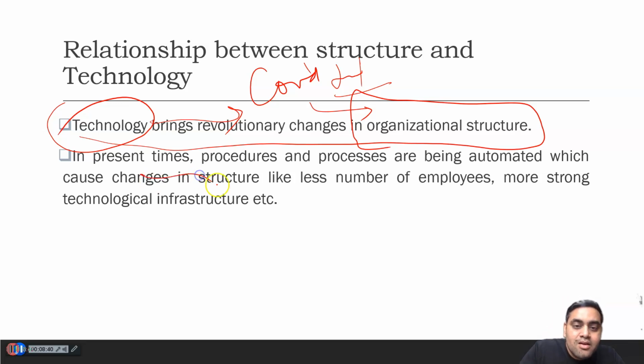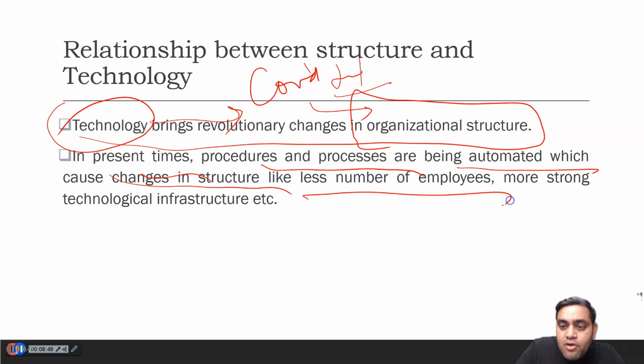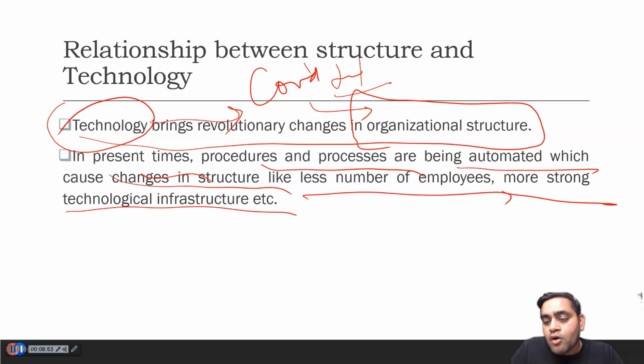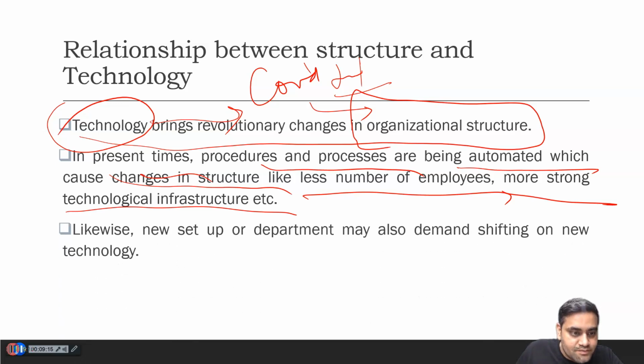In present times, procedures and processes are being automated, because of which there is a change in structure, and there will be fewer employees and a stronger technological infrastructure. So if more and more automation is added, then it will definitely affect your structure. It will also affect the employees, right? Because more automation means fewer employees are required. And if fewer employees are required, that automatically affects the structure, right? So that is an interdependent relationship between technology, employees and structure.